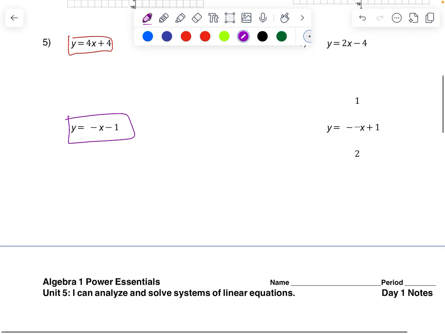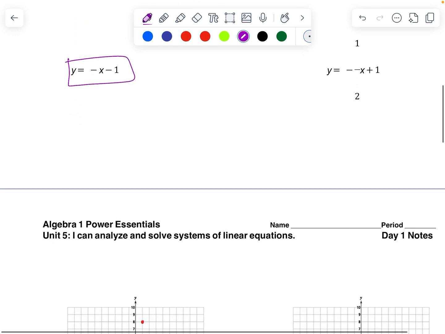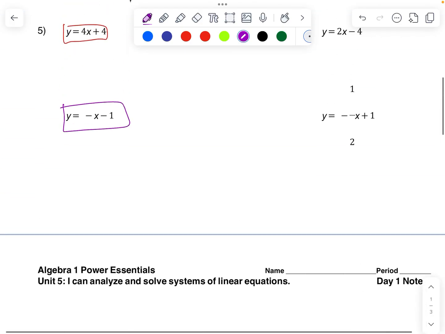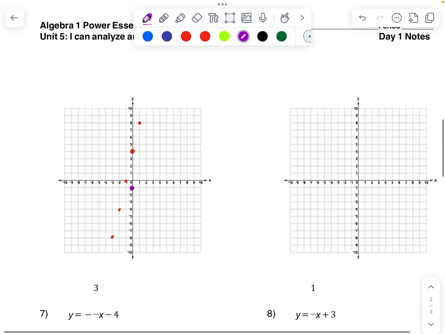All right, so now the bottom equation, y equals negative x minus 1. We graph our y-intercept first, that's minus 1, so we go down 1. And then our slope was negative x, which means negative 1, right? We could sneak a 1 in there. And what's negative 1 as a fraction? Negative 1 over 1. So from our y-intercept, we go down 1, right 1, down 1, right 1.